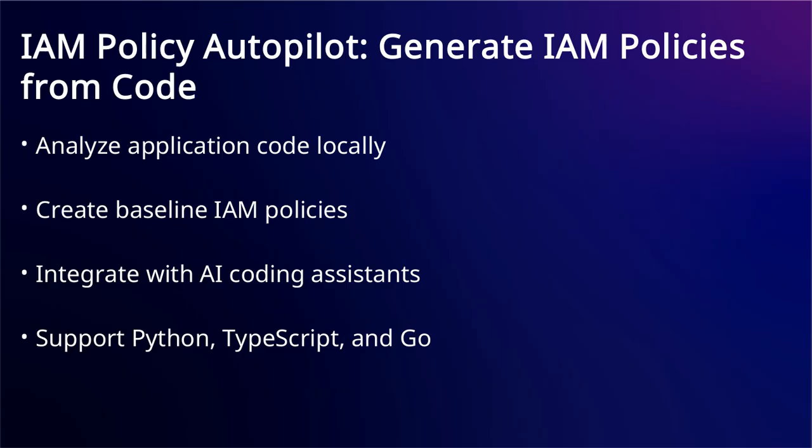Writing and troubleshooting IAM policies can be time-consuming for developers. IAM Policy Autopilot addresses this by analyzing your application code locally to generate baseline IAM policies. You can analyze your code to create identity-based policies for application roles, reducing policy writing time. The tool integrates with AI coding assistants like Kiro and Claude Code, supporting Python, TypeScript, and Go applications. It stays updated with the latest AWS services, ensuring you have access to current IAM permissions information.